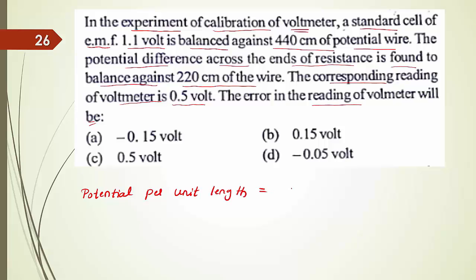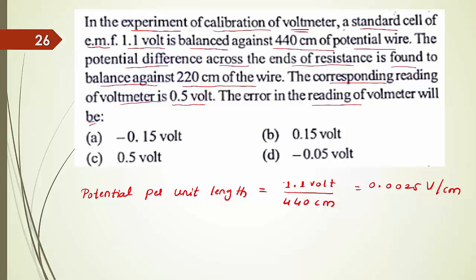Here it is having potential how much? 1.1 volt divided by per unit length. Length is how much? 440 centimeter. So we will get the answer 1.1 divided by 440, which is 0.0025 volt per centimeter.